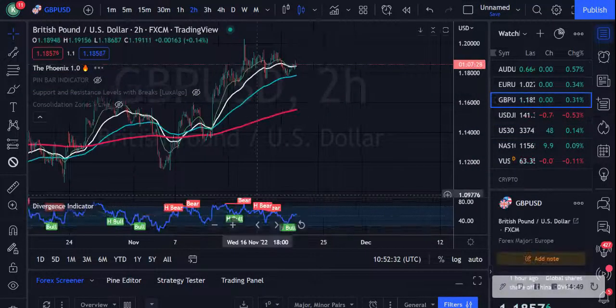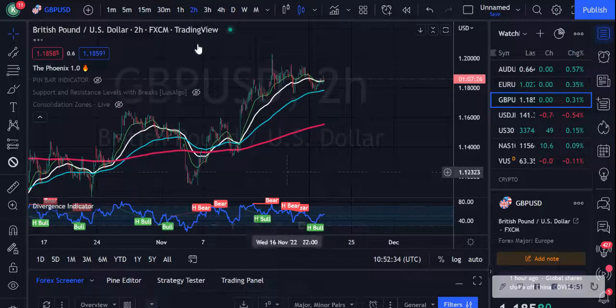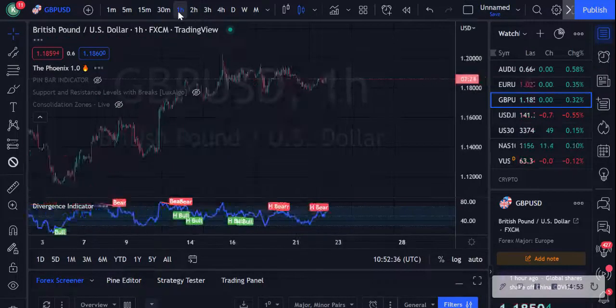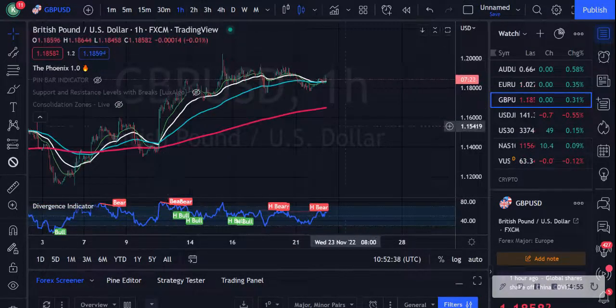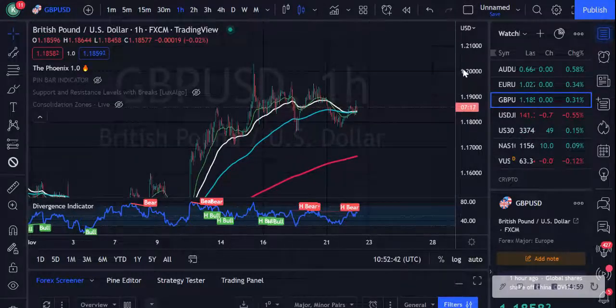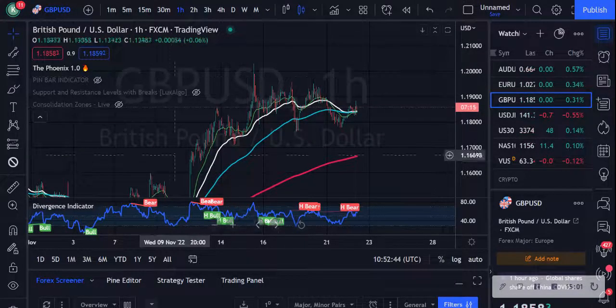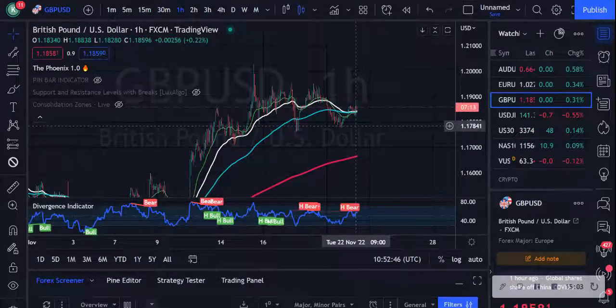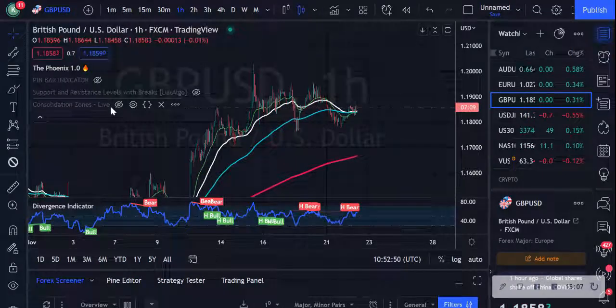GBPUSD. If you can see on the 2 hour and the 1 hour, sometimes I haven't marked up the support and resistance lines, but when I see this happening, I'm not even going to go in anyway. So I'm not marking anything up just because I will not be trading this pair as of yet.